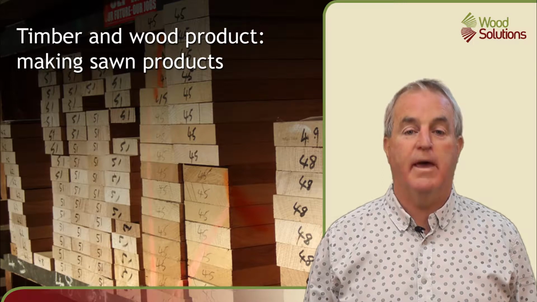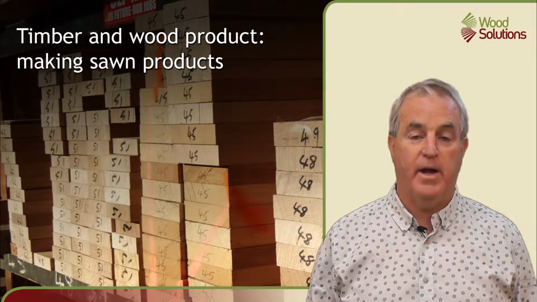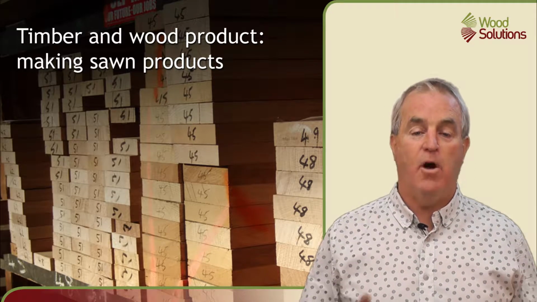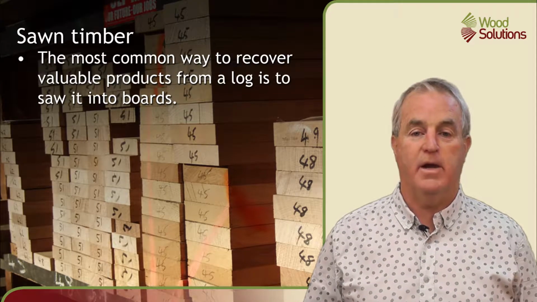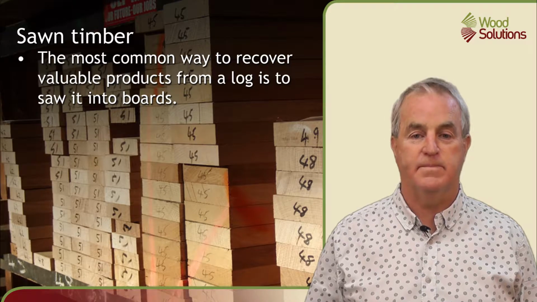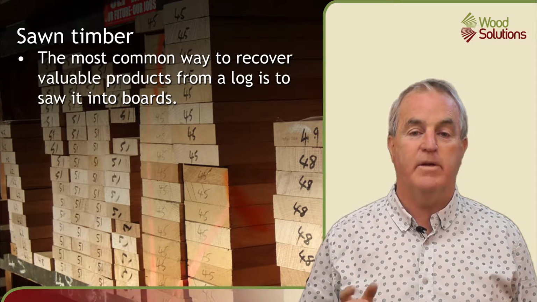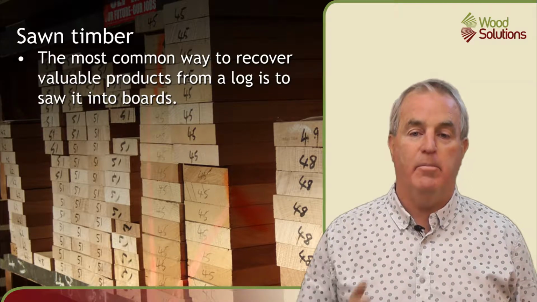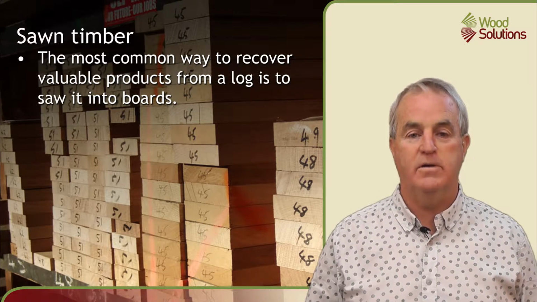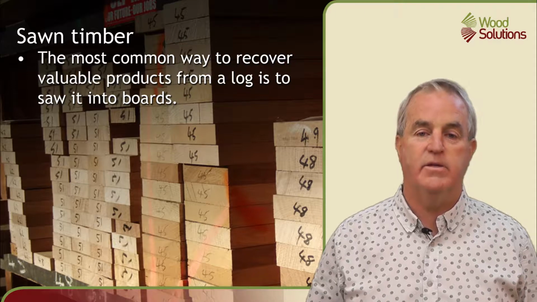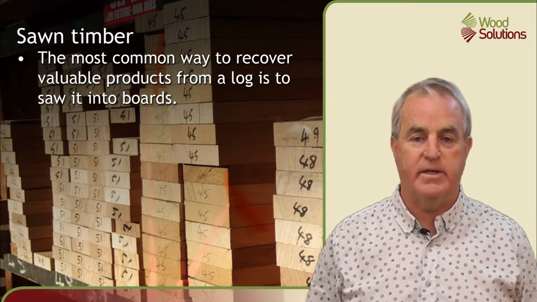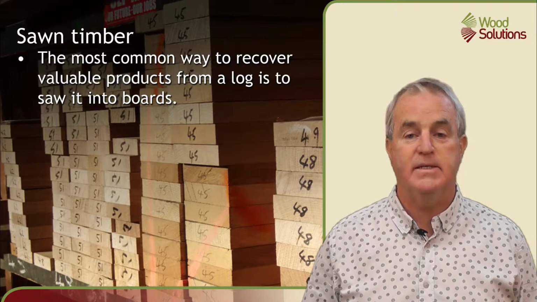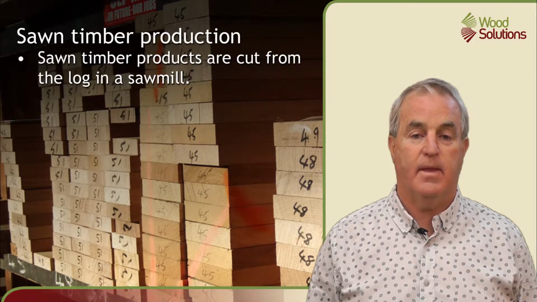Welcome to this Wood Solutions Campus presentation on the general production process for sawn timber boards. The most common way to recover valuable products from a log is to saw it into boards. Sawn timber boards are the most widely available and used timber products. Milled from hardwood and softwood logs, they are used extensively in structural and architectural applications. They are also available in a wide range of species and sizes.